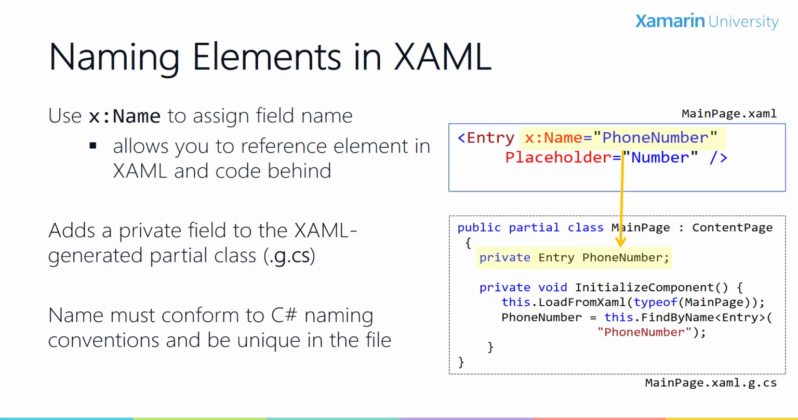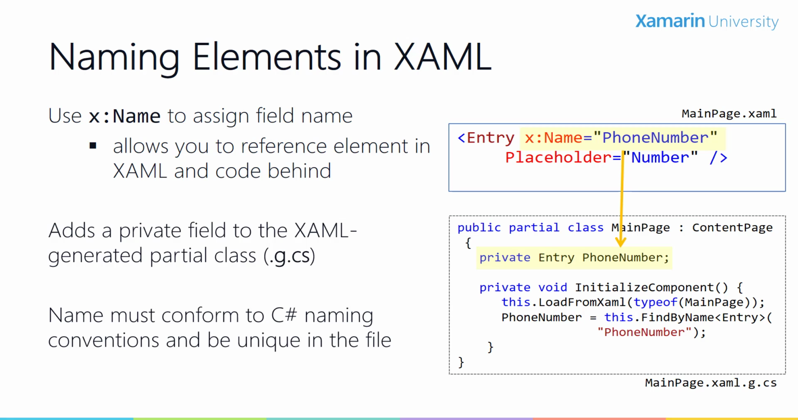Notice that this class called main page is being marked as a partial class. Our code behind file that we use is also a partial class. If you don't know what partial means, it essentially is a way of splitting up a class definition between multiple source files.